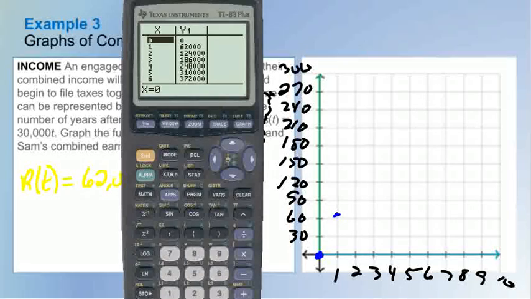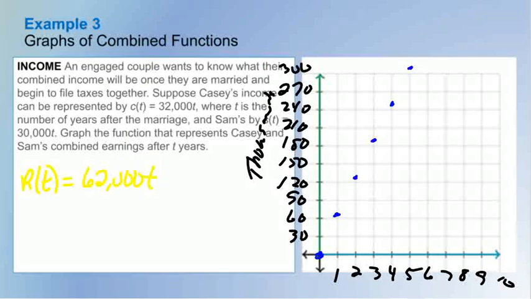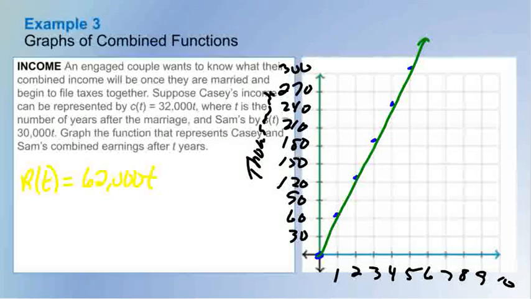2 and 124, so a little bit after the 120. 3 and 186, so roughly there. 4 and 248, so roughly here. And then 5 and 310, be a little bit after the 300,000. Then we can draw our line, and our line will look like that to show what their combined income would be after they are married.